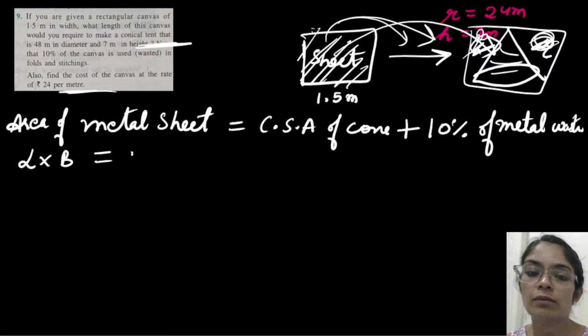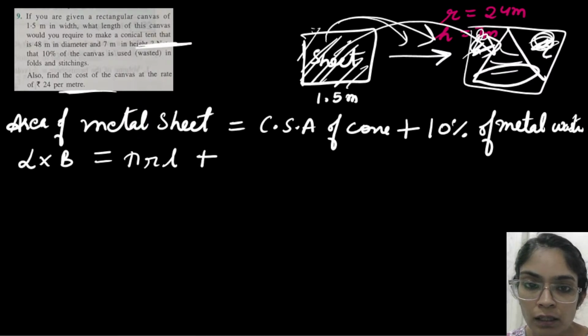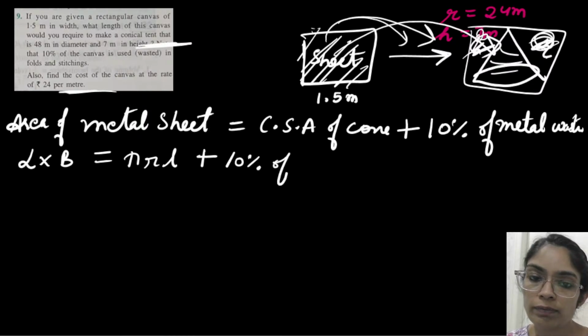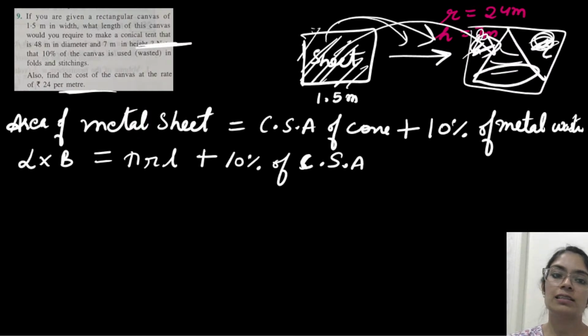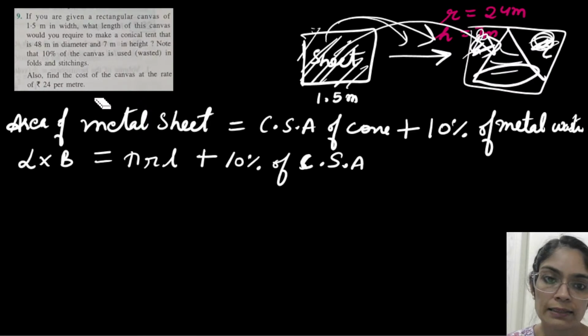Now the metal sheet is rectangular in shape, so length into breadth is area. Curved surface area of the cone is pi r L, plus 10% of the metal used. So metal used is this pi r L. So 10% of CSA only, because CSA is only the metal which is being used in preparing this cone. CSA is curved surface area. So L we have to find. First of all, let's find L. L is the slant height.